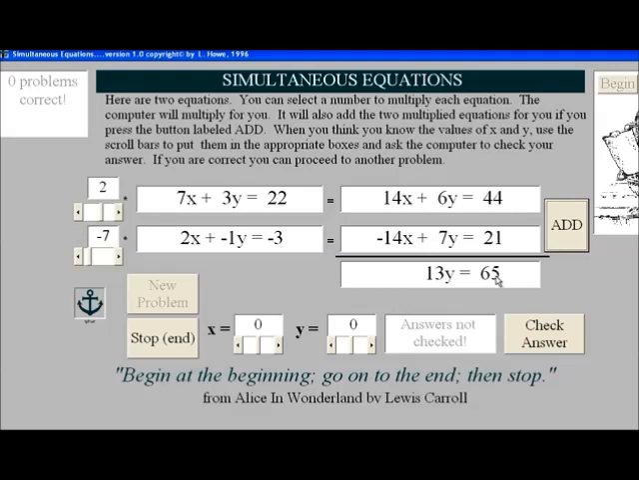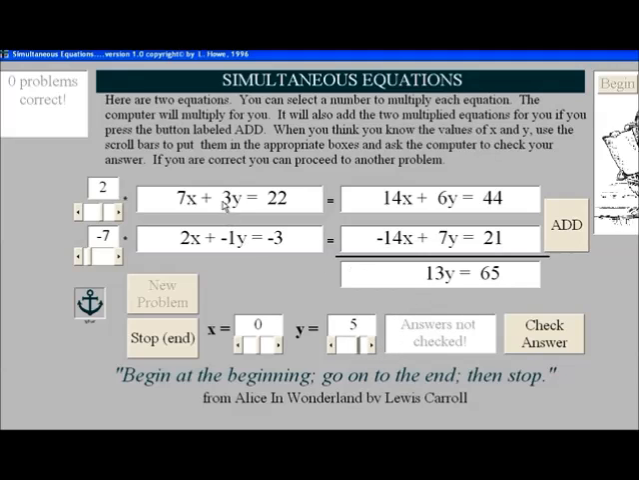44 and 21 makes 65. Now I have this true equation, but it only has one unknown, so I can solve it. 13y is equal to 65, so I need to see what y would be, so I have to divide both sides by 13. So I think it is 5. I'm going to come over here and go y = 5.